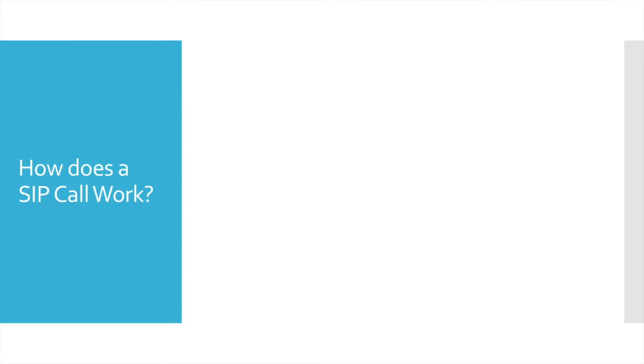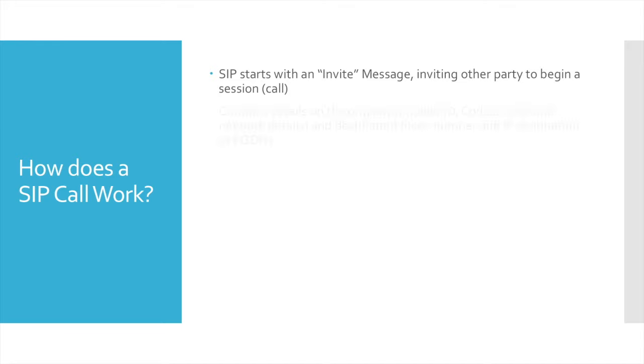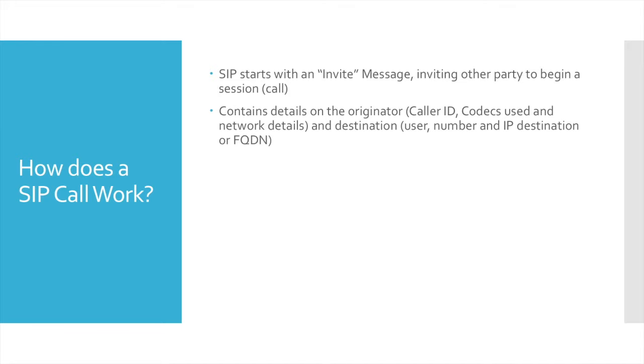How does a SIP call work? A SIP call starts with a message that invites another party to begin a session. This message is called an invite. An invite contains details on who the originator is, which includes the originator's phone number, codecs that can be used and how to get back in touch with the originator, and the destination, which includes the user, number and IP or fully qualified domain.